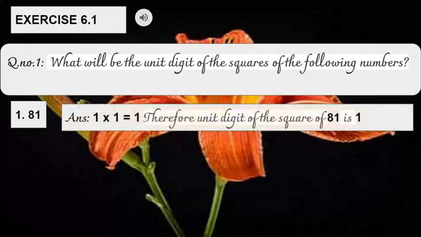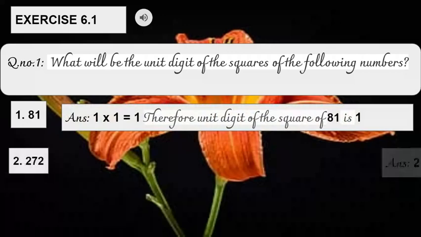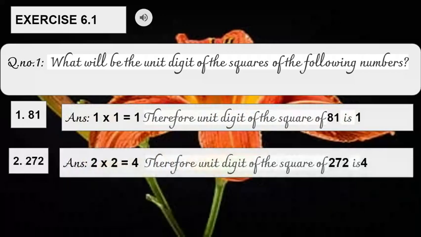The same way you can write the other answers also. So see the second question, that is 272. Here at unit place 2 is there. So what is the square of 2? That is 4. Then how would you write the answer? You can write like this: 2 into 2 is equal to 4. Therefore, unit digit of the square of 272 is 4.